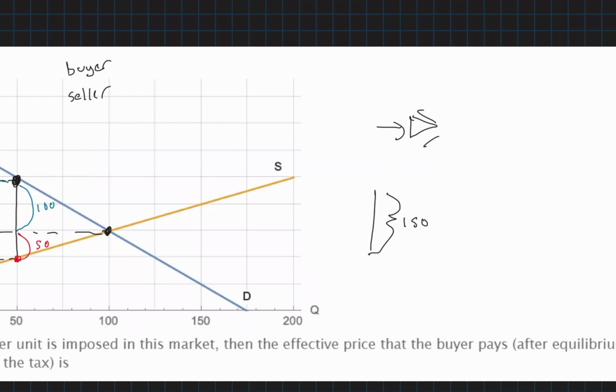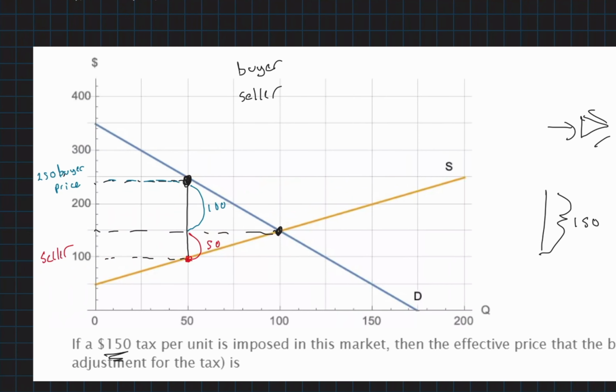Okay, so we already answered the question here for this actual problem. It says the price that the buyers pay, which is $250. But let's keep going. So first off, let's break down each quadrant. Below the demand curve and above the buyer price is always going to be our consumer surplus. And the area underneath the seller price but above the supply curve is always going to be our producer surplus.